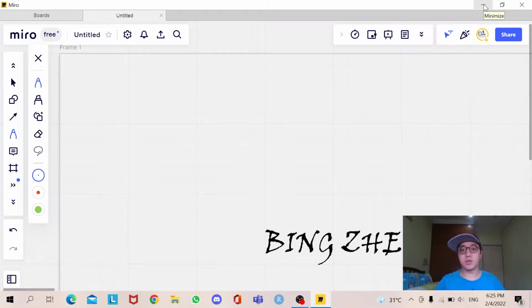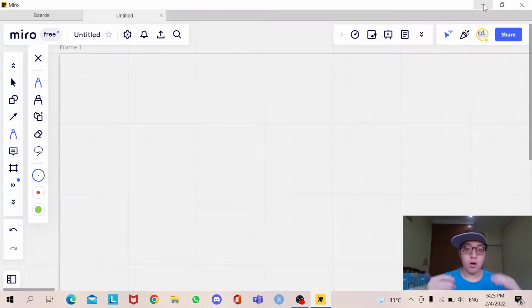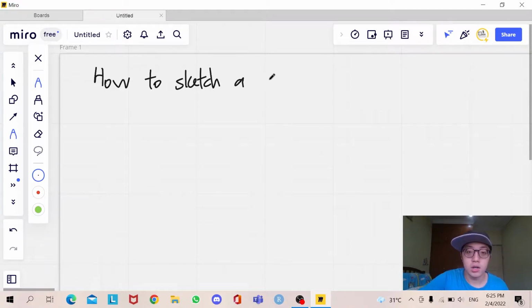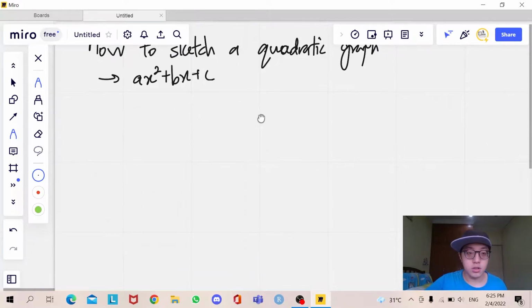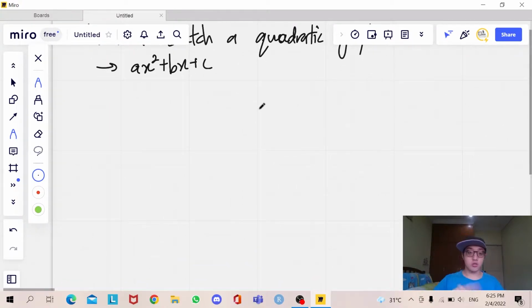So in this video, I'm going to be sharing with you guys how to sketch a quadratic equation graph. Alright, so the title for today is how to sketch a quadratic graph, in the form of ax squared plus bx plus c. There is not much introduction to be done, so let's go straight into it.